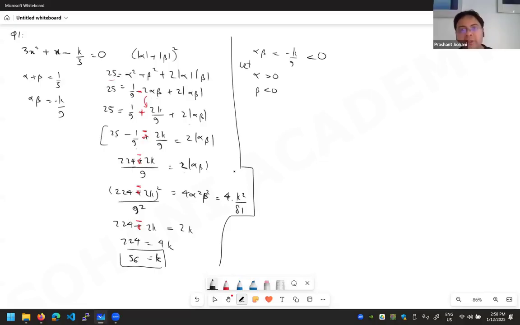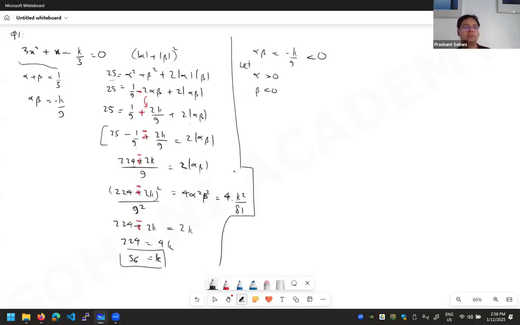No, but alpha and beta may not be integers, right? They might be fractions or irrational numbers, because that is not given. Alpha beta can be any numbers. I agree that one is positive, one is negative, but apart from that, we don't know anything about alpha beta. But we can do something else.